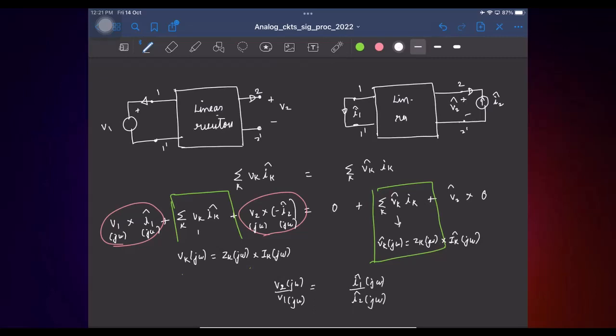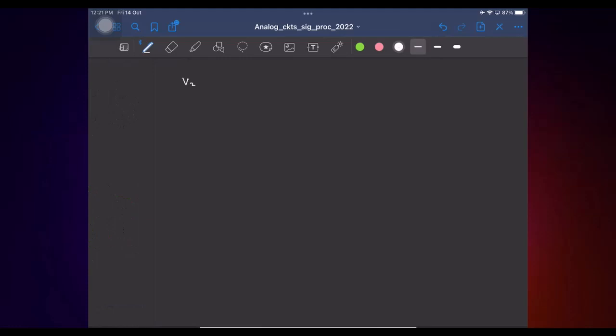So the result we have, if you have inductors and capacitors, the linearity is applicable only in the frequency domain. So the ratios will be equal only in the frequency domain. Please bear in mind, this doesn't imply V2 of t by V1 of t is equal to I1 hat of t by I2 hat of t. In time domain, this ratio is not equal. So in time domain, what is the relation that is valid?